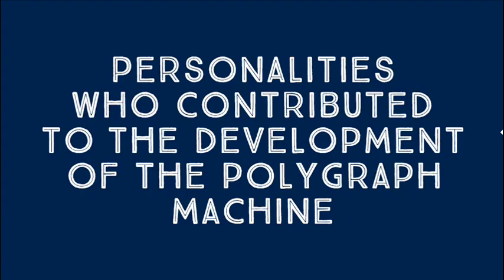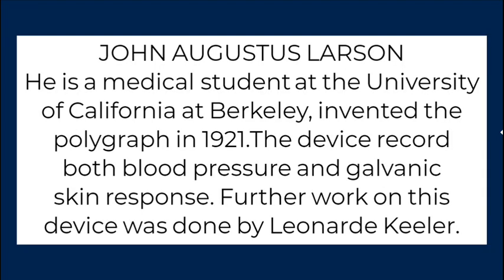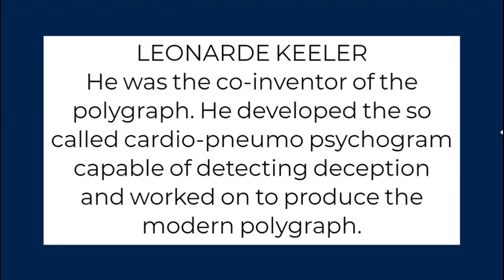Personalities who contributed to the development of the polygraph machine. Cesare Lombroso. He invented in 1895 a device to measure changes in blood pressure for police cases. John Augustus Larson. He is a medical student at the University of California at Berkeley, invented the polygraph in 1921. The device recorded both blood pressure and galvanic skin response. Further work on this device was done by Leonard Keeler. Leonard Keeler. He was the co-inventor of the polygraph. He developed the so-called cardiopneumopsychogram capable of detecting deception and worked on to produce the modern polygraph.